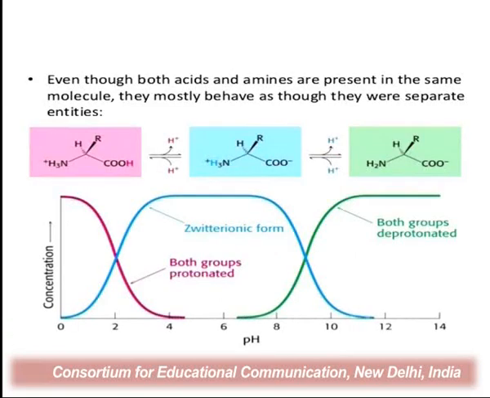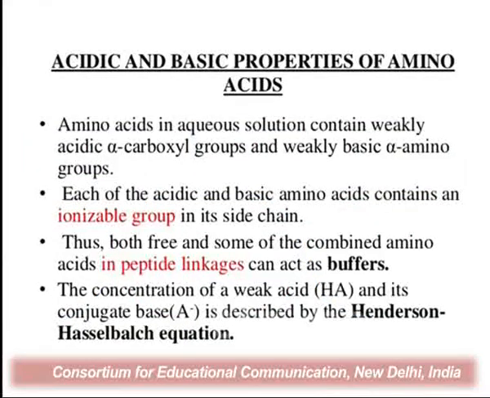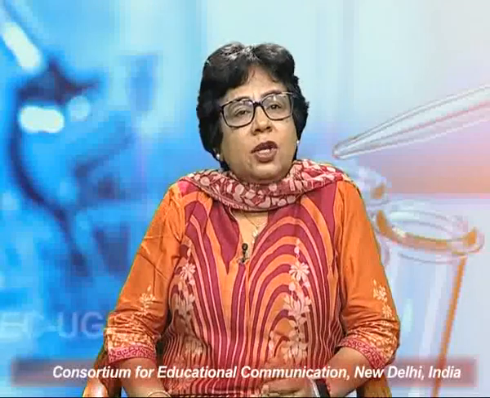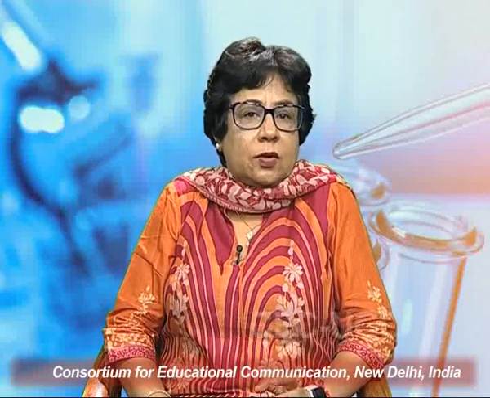So this is again what I've shown here, the three forms of amino acids, and we say that in spite of amino acids having both groups, the amino group as well as the COOH group in the molecule, they will act as different entities, that is, their properties will be different. Now let us extend this knowledge and use it to find out the acidic and basic properties of amino acids.